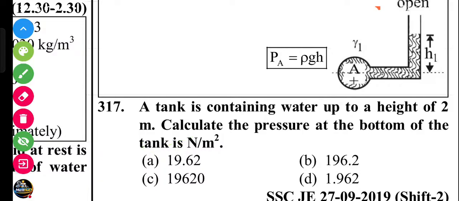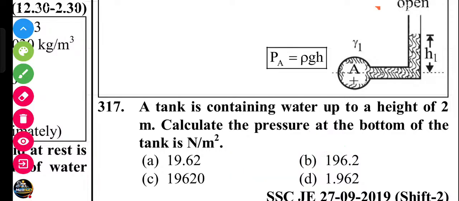In this chapter, only one formula is given: pressure equals rho g h. By using this formula, you can solve all types of questions in this topic or in this chapter, which is the pressure measurement.